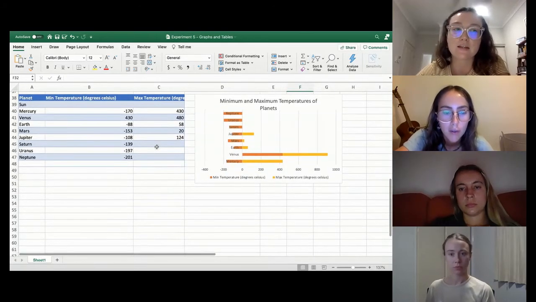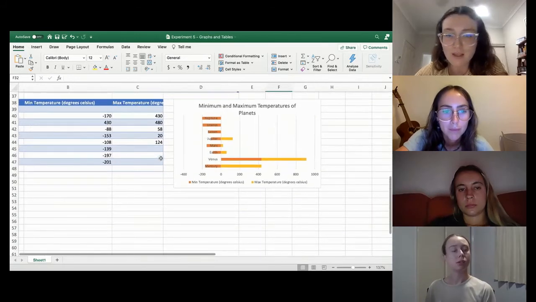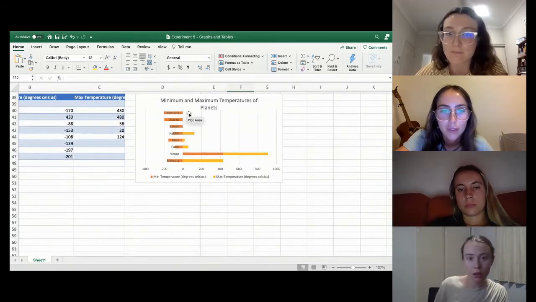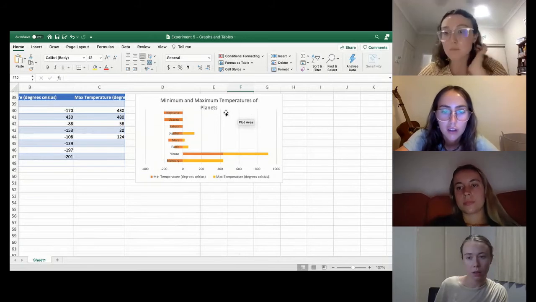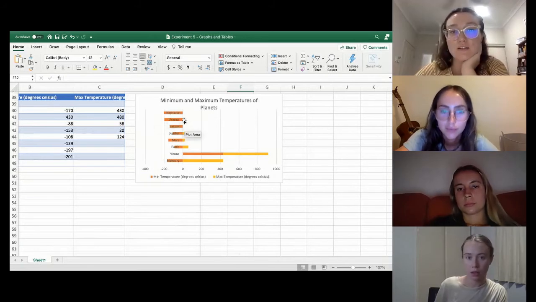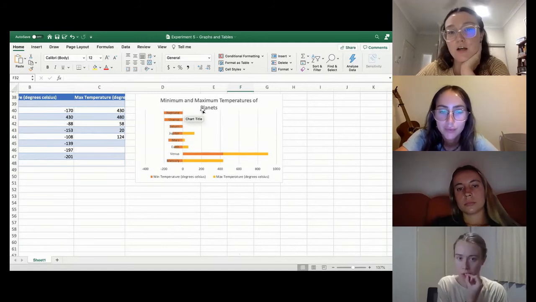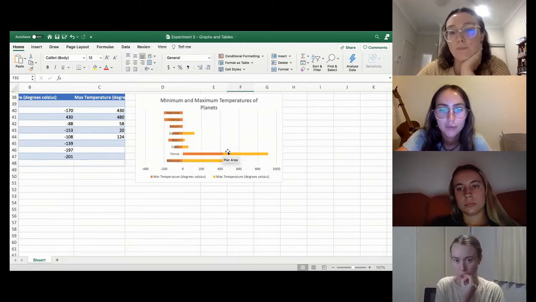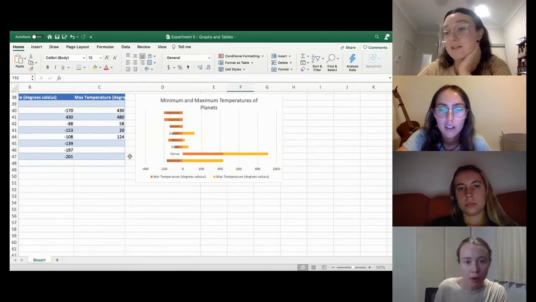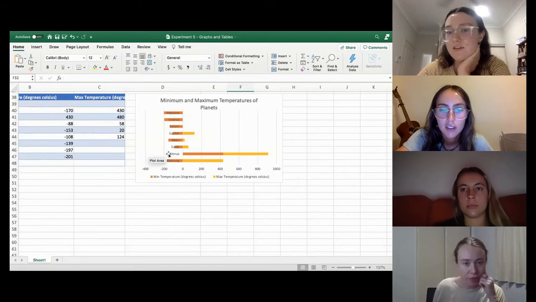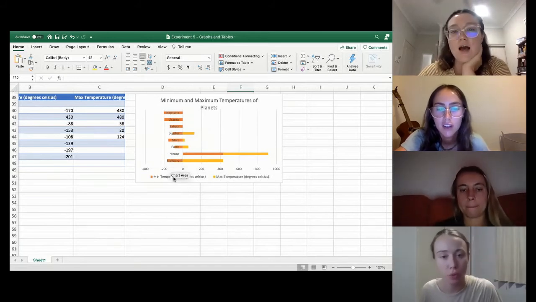So Saturn, Uranus, Neptune, they didn't have maximum values. They are at a quite constant temperature, which Darcy and Alicia were saying. So they don't have any maximum temperature. And I find it interesting that Venus is all in the positives, whereas all the other planets can go into the negatives. Yeah, so that's quite interesting. It's a cool pattern.